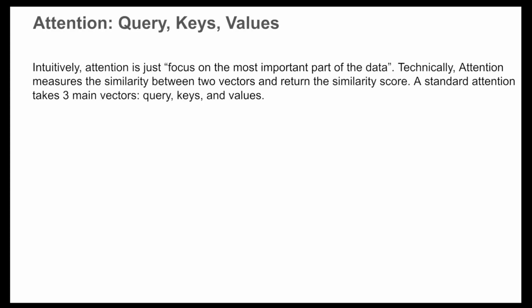So intuitively, attention is just focusing on the most important part of the data. But technically, attention measures the similarity between two vectors and returns a similarity score. This similarity between two vectors is computed using the dot product. Mathematically speaking, when computing similarity between two things, we normally use the dot product. So a standard attention takes three main vectors: query, keys, and values. But what are query, key, and values?